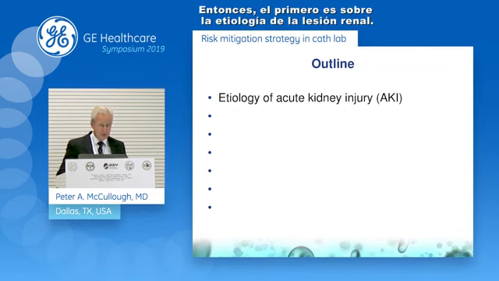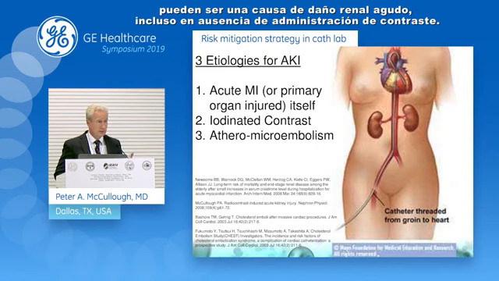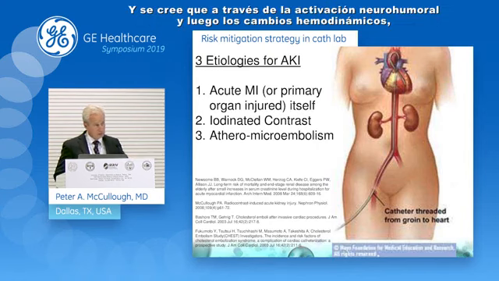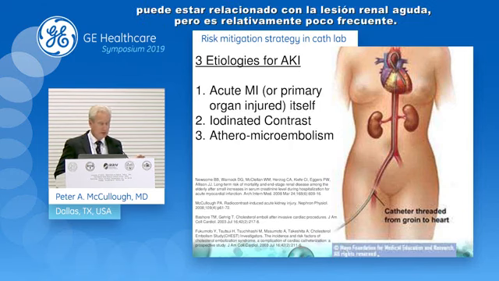So the first is about the etiology of acute kidney injury. When we perform procedures, it's important to realize that certain syndromes, acute myocardial infarction itself, can be a cause of acute kidney injury, even in the absence of administration of contrast. And it's thought that through neurohumoral activation and then hemodynamic changes, acute MI, even conservatively managed, can be related to acute kidney injury, but it's relatively infrequent.